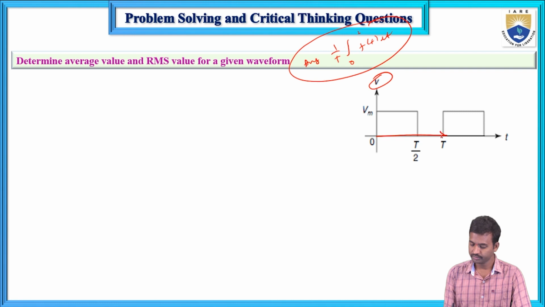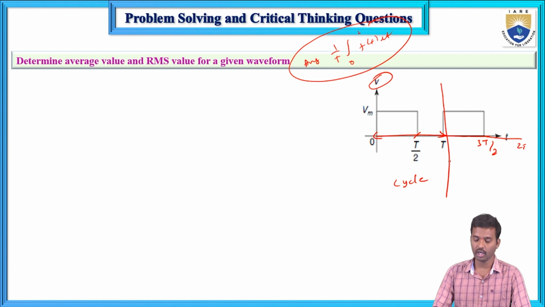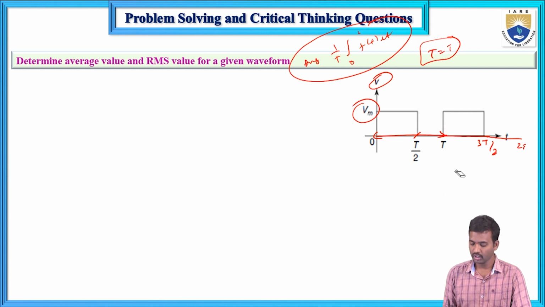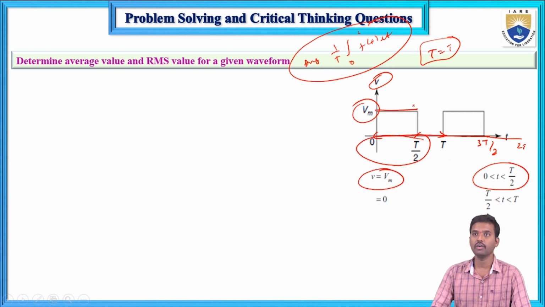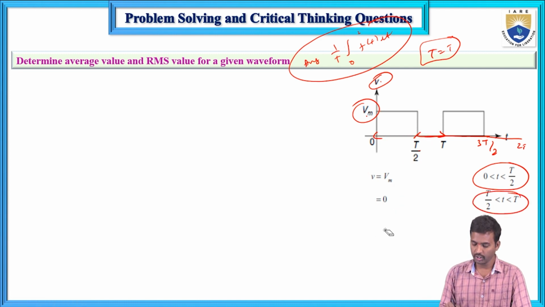So T by 2 and T is the time period, and then 3T by 2 and 2T. Up to here is one cycle. The time period is T and the maximum value is Vm. This waveform is divided into two parts. From 0 to T by 2, the waveform equation is v equals Vm, and from T by 2 to T, the value is 0. Keep it in mind.